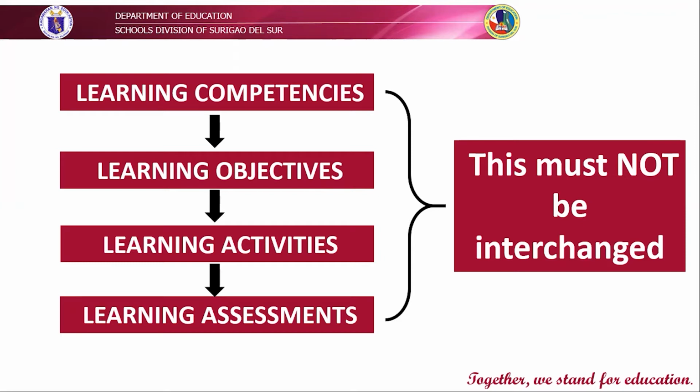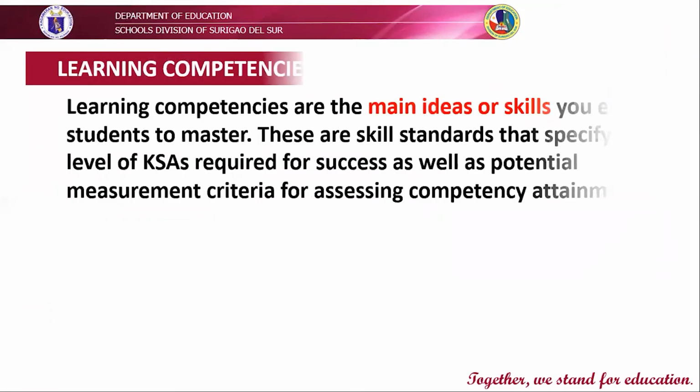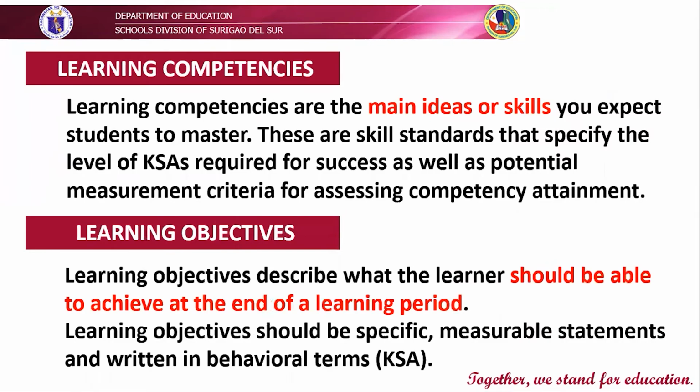Let us take a quick review of their definitions. Learning competencies are the main ideas or skills you expect students to master. This is what we call the standard to be mastered at the end of the lesson. Learning objectives describe what the learner should be able to achieve at the end of a learning period. The competencies are broad enough that learners can be choked when taken directly.